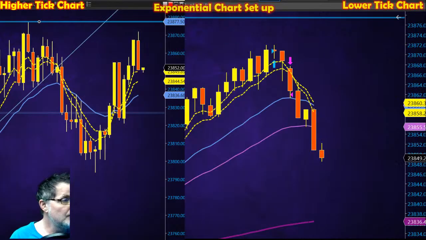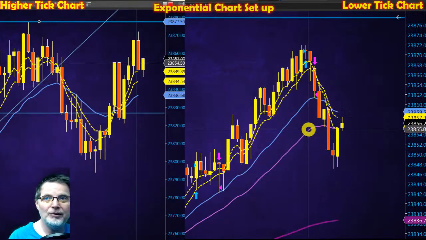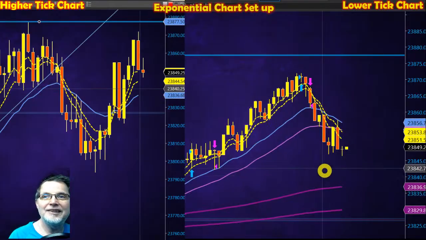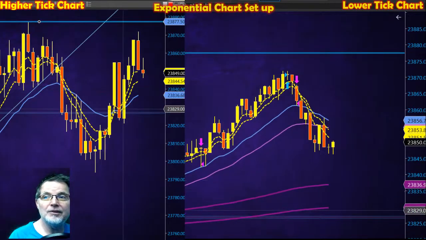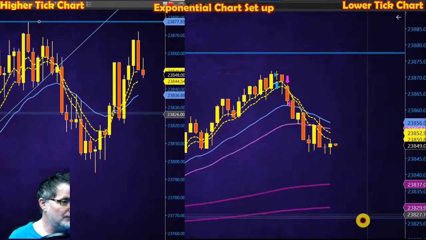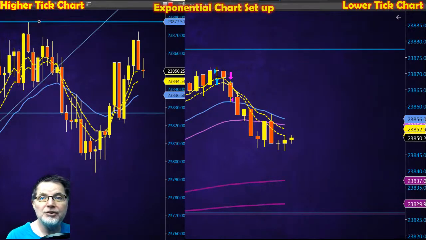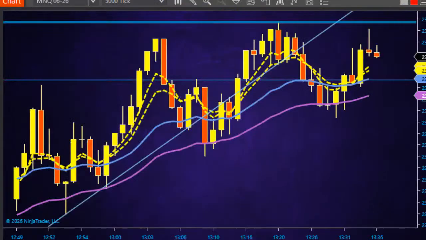Okay, I don't like it when it drops below 50 like that. I want it to get on top of the moving averages, not underneath them. So I have to wait. The 5 minute is still bullish. It's just pulling back again. Higher lows, higher lows, higher lows. There's no reason to try to short this.